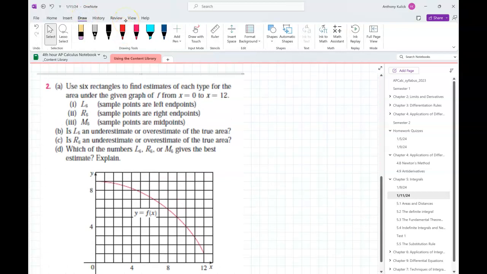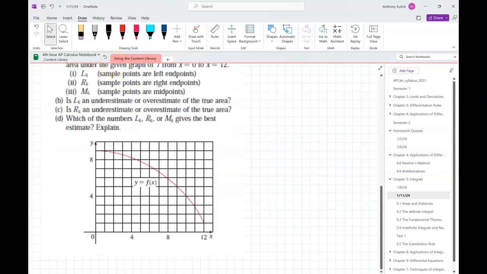Okay. So we go from 0 to 12, and we're using 6 subdivisions. I can see that because it says L sub 6. So 12 minus 0 divided by 6 is 2. So I'm just going to kind of do this for myself to show myself where those subdivisions are. So this is 0 to 2, 2 to 4, 4 to 6, 6 to 8, 8 to 10, and then 10 to 12.